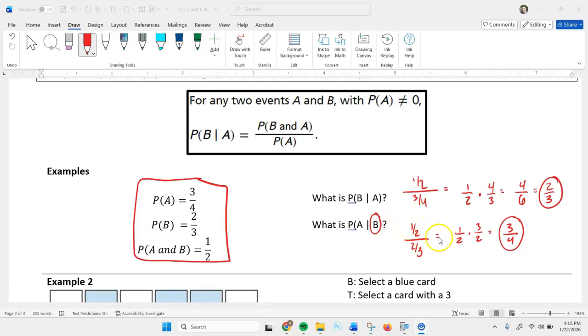And so then we want to do keep, change, flip. So keep the numerator as 1/2, change it to multiplication, and then flip the denominator. So 2/3 flips to be 3/2. Multiply the numerators, multiply the denominators, you get 3/4, and that can't reduce.